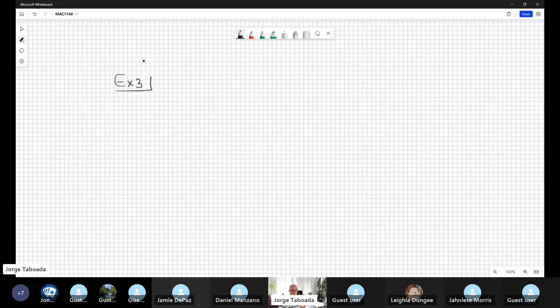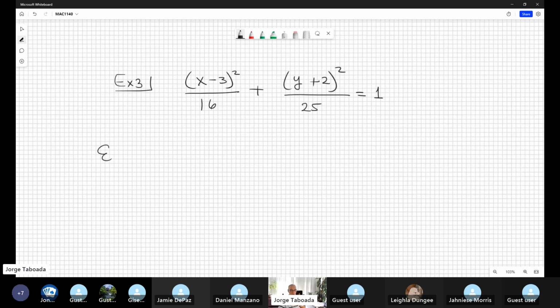Example 3 is (x minus 3) squared over 16 plus (y plus 2) squared over 25 equals 1. Wow. Okay, I have a question. Is this already an ellipse, yes or no? It's an ellipse, yes or no? Yes, of course.